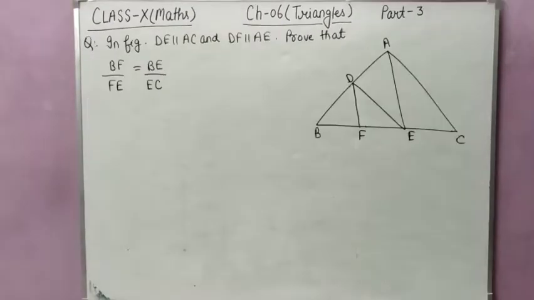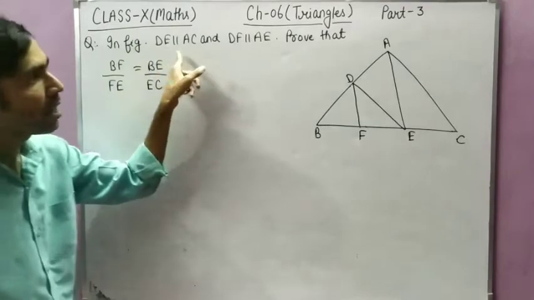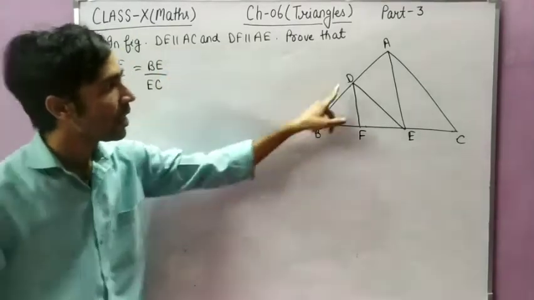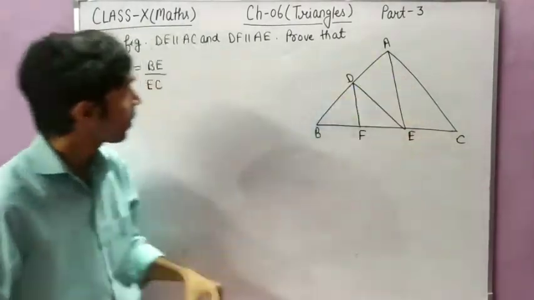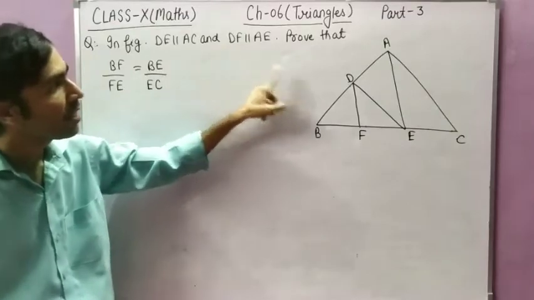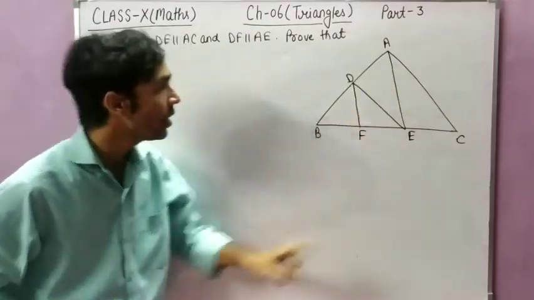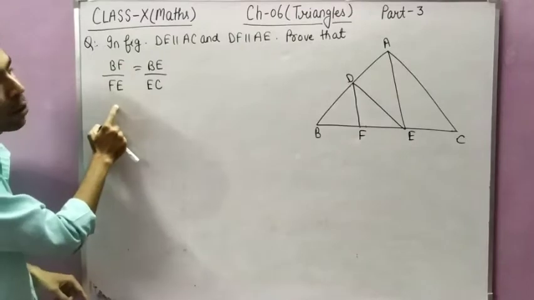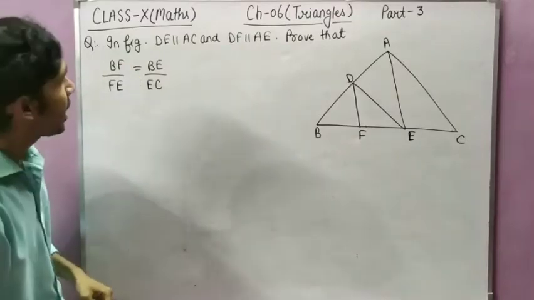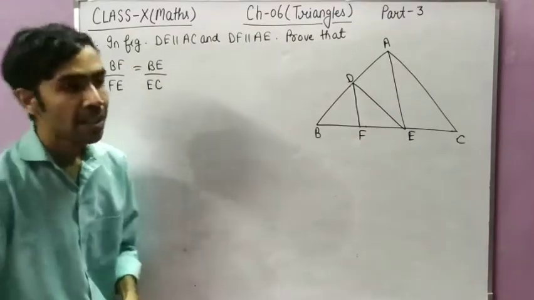Now student, next question is that in the figure, DE is parallel to AC, okay? DE is parallel to AC, and DF is parallel to AE. Then prove that BF upon FE is equal to BE upon EC. Okay, this we have to prove.